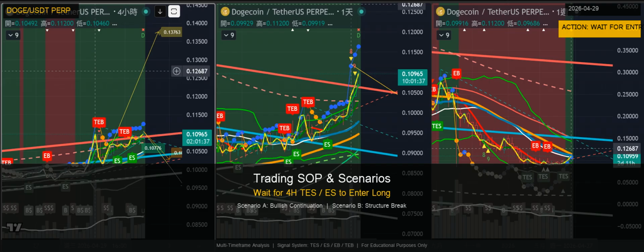In summary, Doge is currently in a weekly long, daily long, 4-hour short-term consolidation structure. Per the system rules, this is a bullish pullback, not a reversal. Your only action is to wait for the 4-hour to confirm with TES or ES before entering long. Do not short this market yet. Stay patient, stay disciplined.